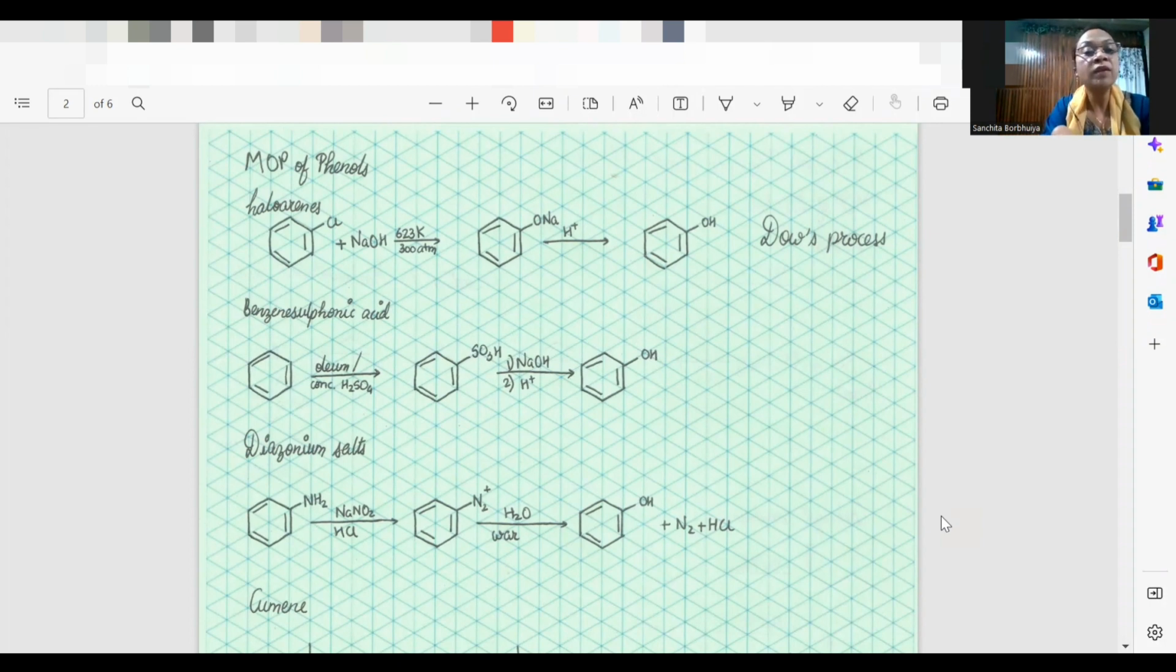Let's start with the first method. So the first method you can use to prepare phenol is by Dow's process.